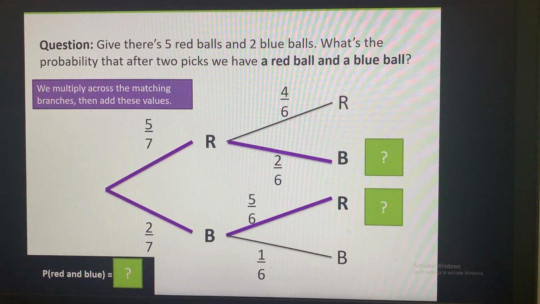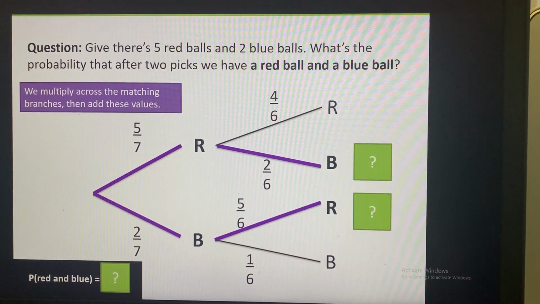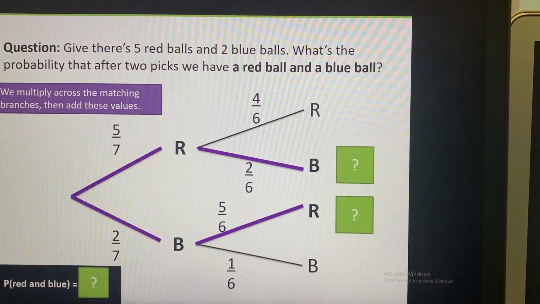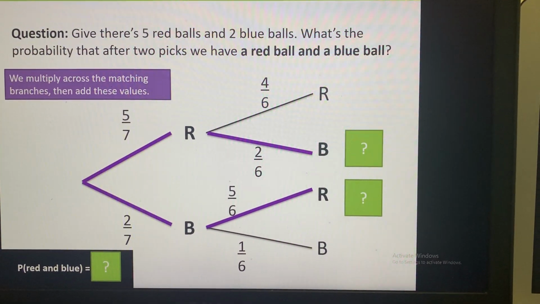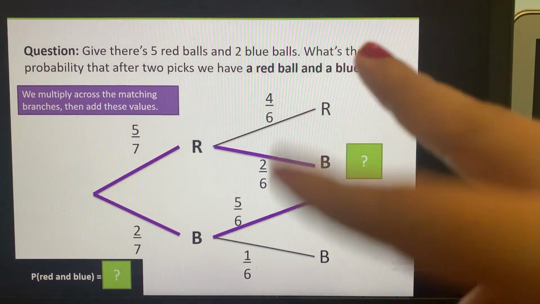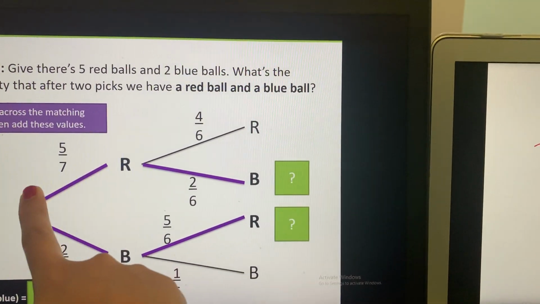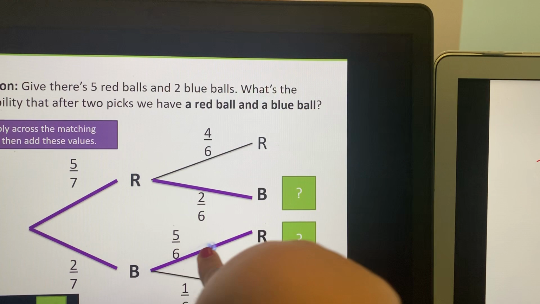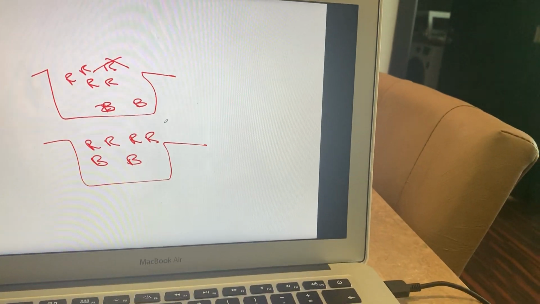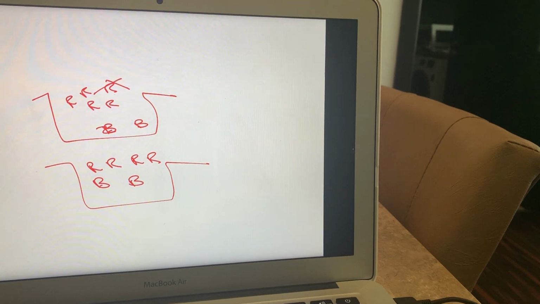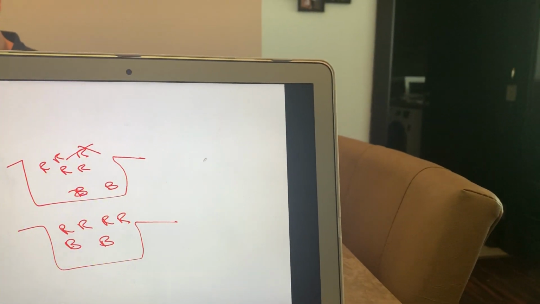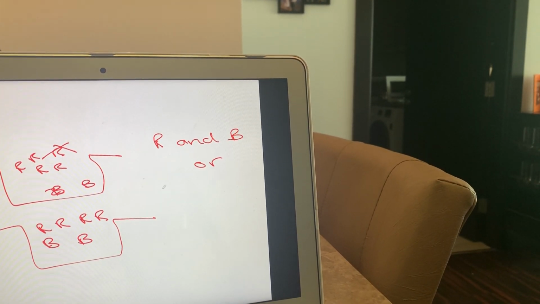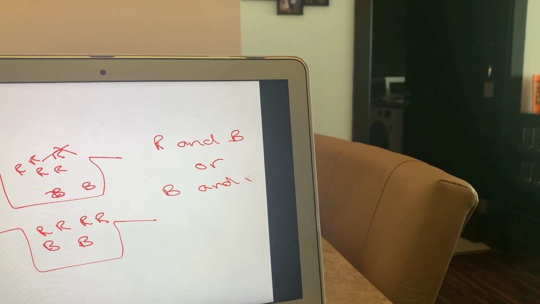It says, given that there's 5 red and 2 blue, what's the probability after 2 picks of having a red and a blue? So a red and a blue. You could have 2 different possibilities here. You could start off with a red and a blue, or a blue and a red. So let's go back here. You want a red and a blue, or a blue and a red.